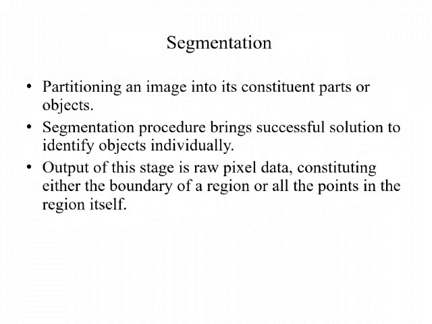The next step is segmentation. Segmentation partitions an image into its constituent parts or objects. Segmentation procedure brings successful solution to identify objects individually. Output of this stage is raw pixel data constituting either the boundary of a region or all the points in the region itself. The more accurate the segmentation is, the more likely recognition of any part of the image will be.